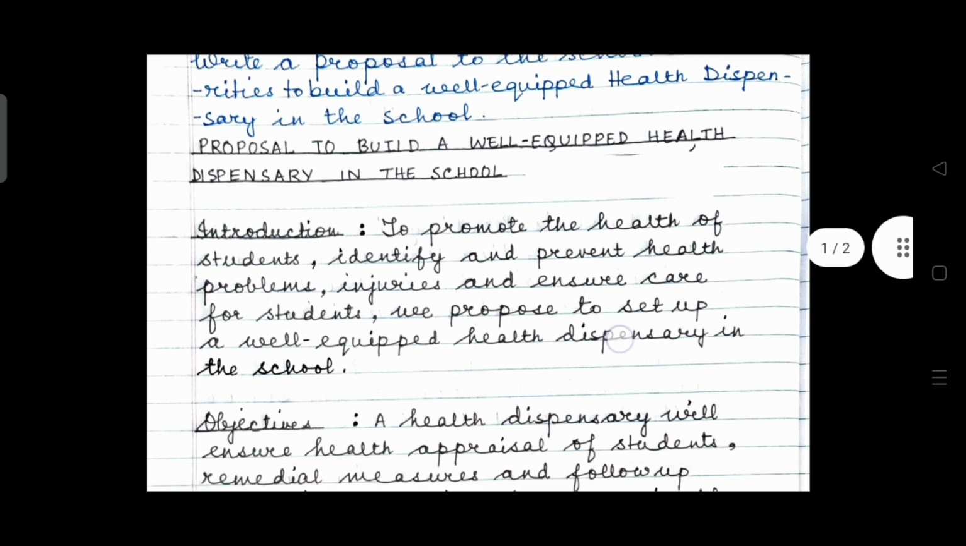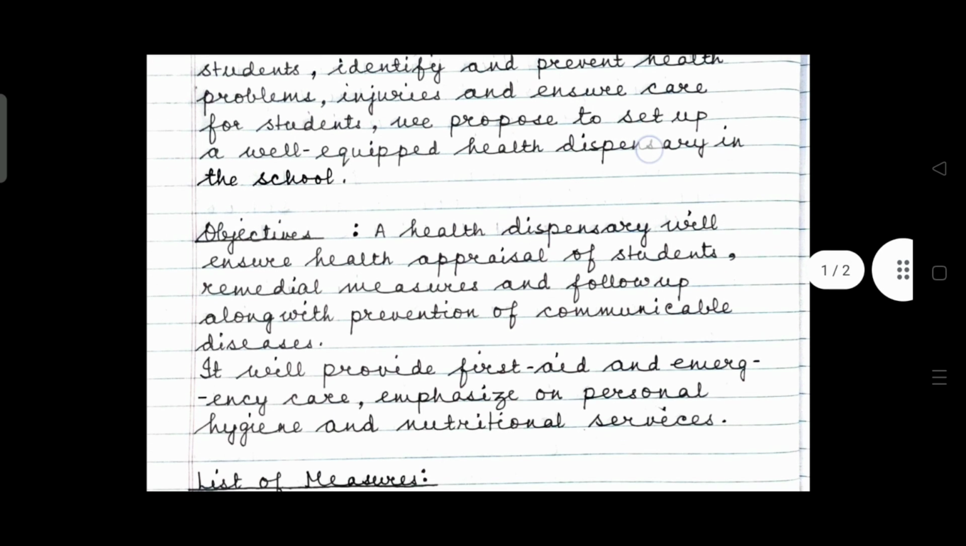Next, leave another line and come to the objectives. Write objectives, underline it, and then start writing the objectives. Why do you propose to set up this dispensary? Two points. You may write in a single paragraph or you may change paragraph in order to write down the two points.